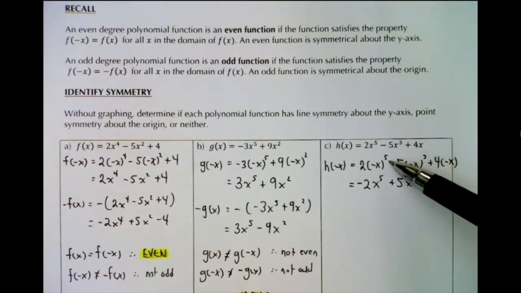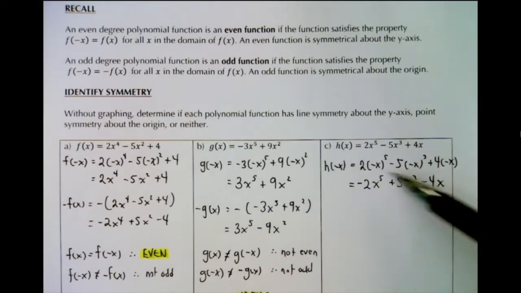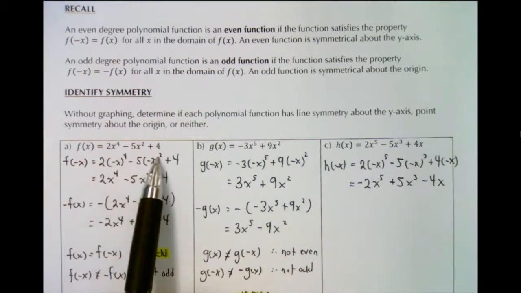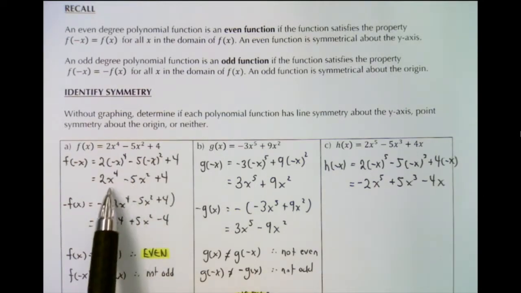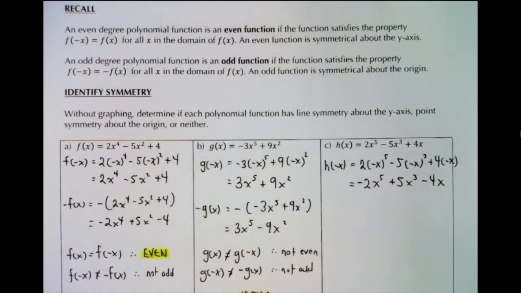Notice that the odd exponents end up flipping the sign of the coefficient of each term. 2, negative 5, and positive 4 became negative 2, positive 5, and negative 4 when we inserted negative x, because the exponents worked out odd. The opposite is true when we look at even exponents. 4 and 2, when we inserted negative x, came out positive, and the coefficients didn't change. Interesting.